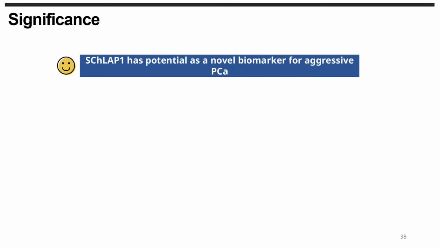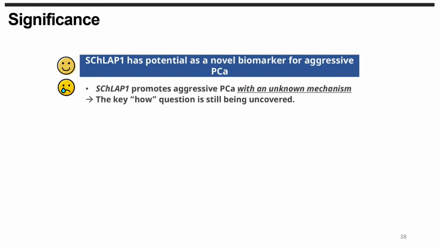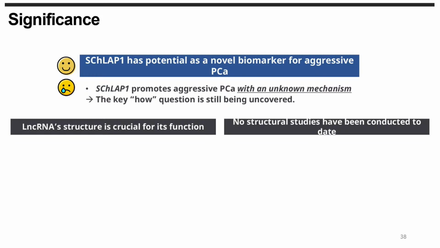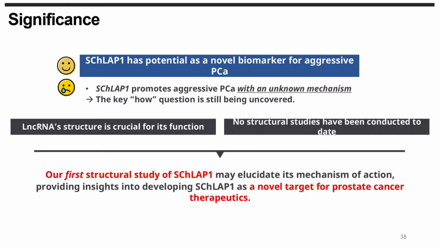So we know that SChLAP1 has potential as a novel biomarker for aggressive prostate cancer, but the key how question is still being uncovered. And we know that lncRNA structure is crucial for its function. Luckily, to our knowledge, no structure studies have been conducted to date. So we strongly believe that our first structural study of SChLAP1 may elucidate its mechanism of action, providing insights into developing SChLAP1 as a novel target for prostate cancer therapeutics.